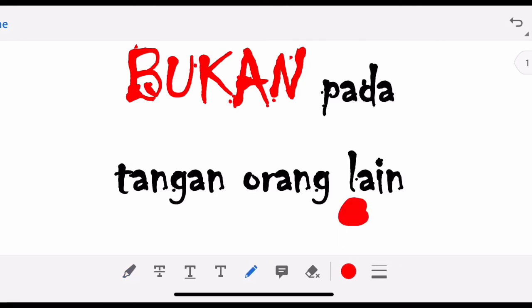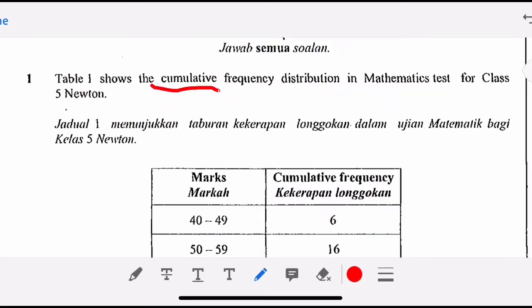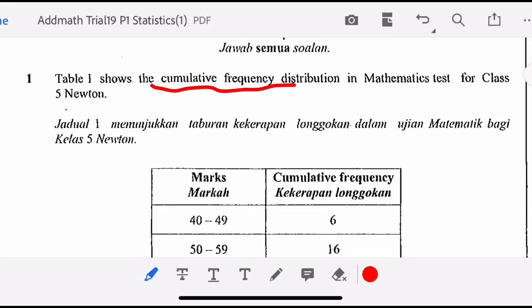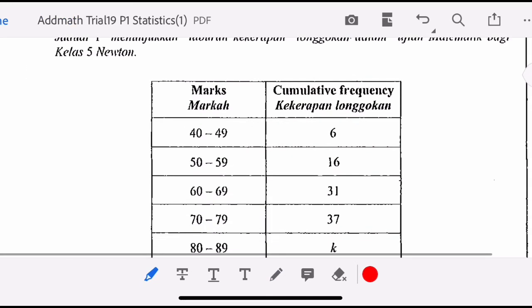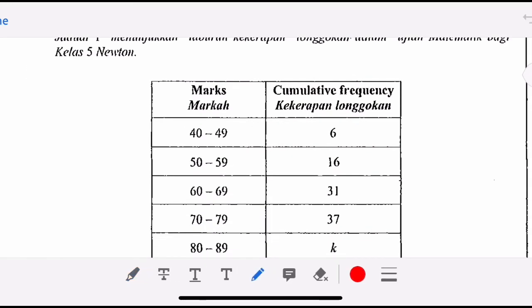Now I would like to discuss a few more statistics questions before I end the lesson. Let's have a look at the next question. For this question, you are given the cumulative frequency. When they give you the cumulative frequency, your first step is to draw a line and add on the frequency.